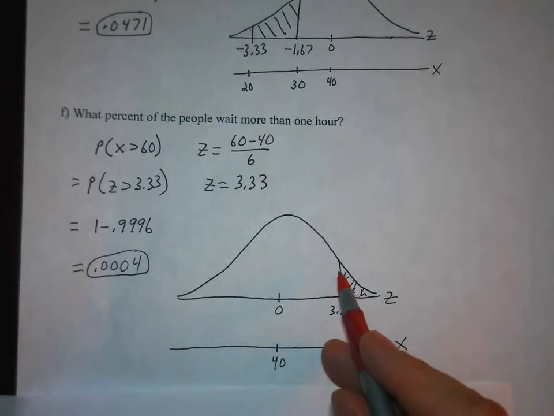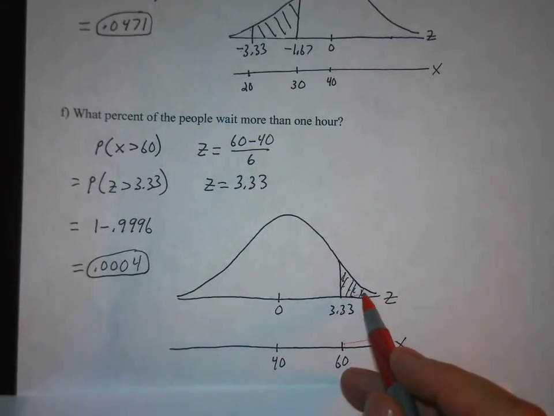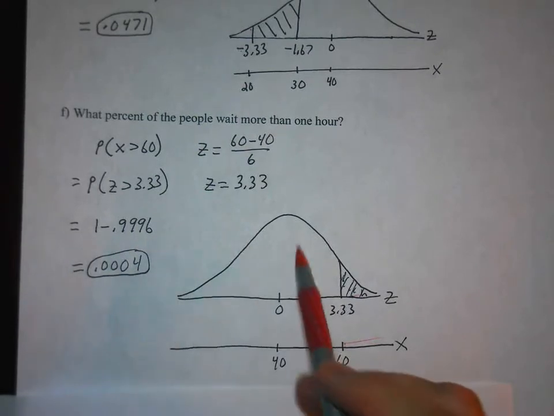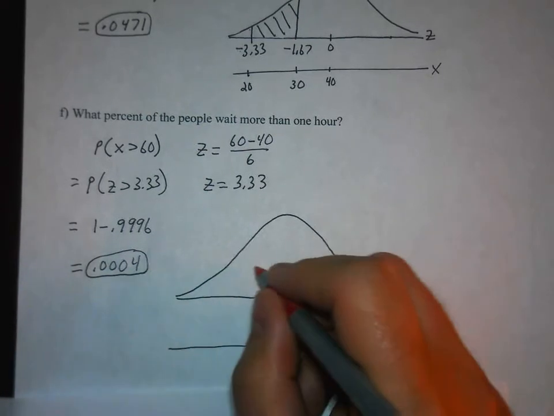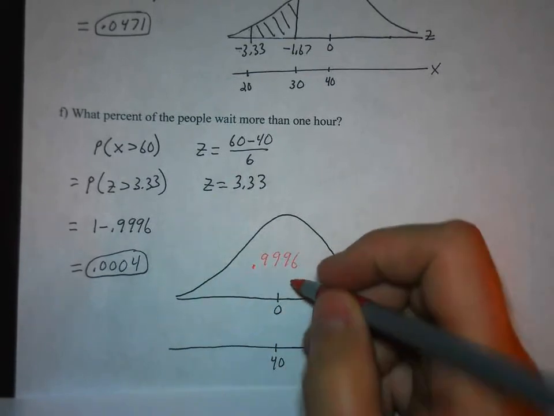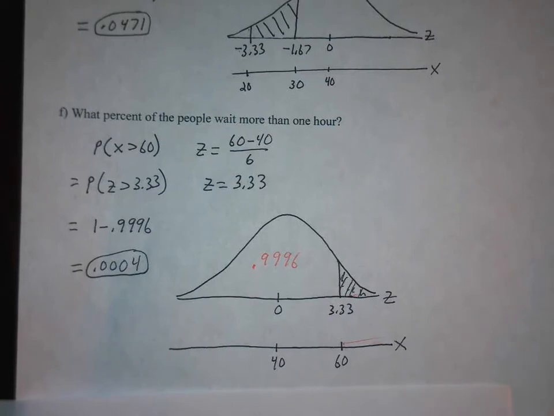But we're using the z table. So to the right of 3.33, you have to do 1 minus the area to its left. So all this area out here to the left is 0.9996. Okay, and that's just looking up in the table. Okay, so that's how you find the probability of a random variable x.